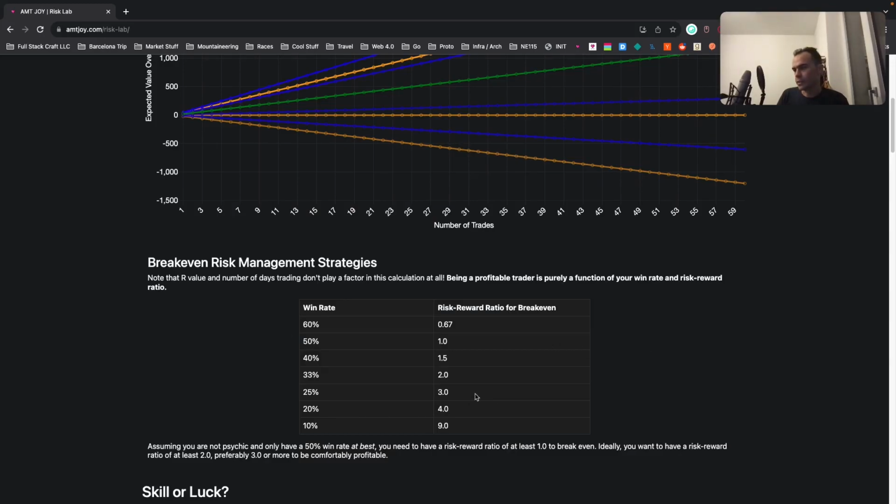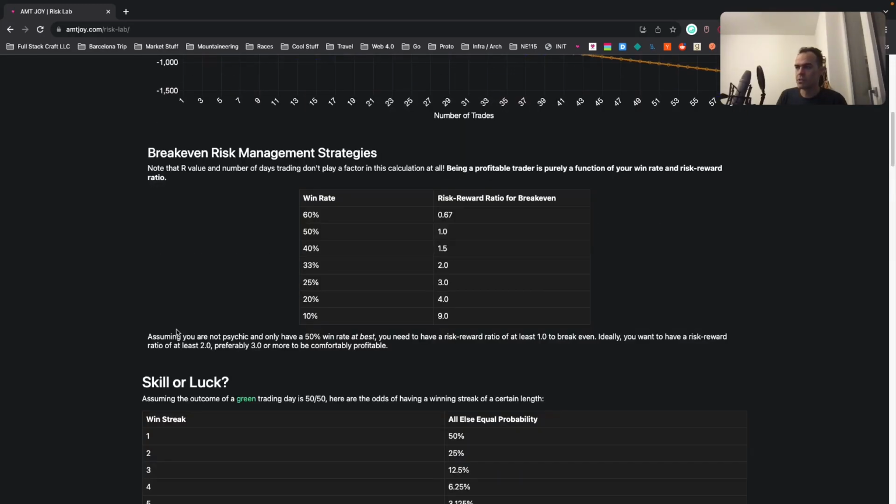We also quickly mentioned the break-even risk management strategy. So depending on your win rate and your risk reward ratio for trades, you can see what is needed for break even, right? And we mentioned that for us this is super important. It doesn't matter what your account size is, how much you're risking, or any of that. The actual dollar amount doesn't matter to being a profitable trader.